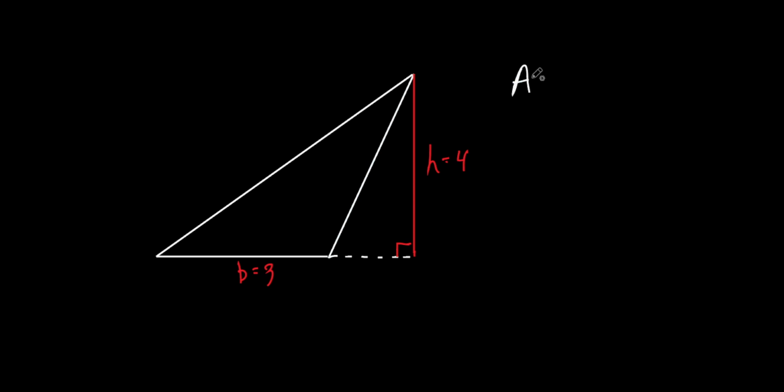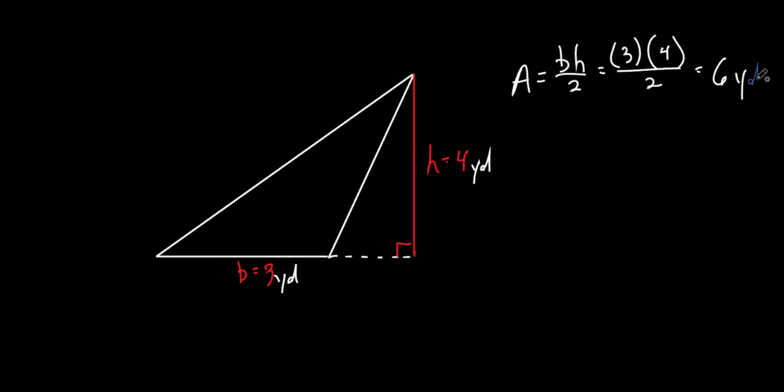So, how do you find the area of a triangle? It's base times height, divided by 2. What's the base of this triangle? It's 3. What's the height of the triangle? It's 4. And what do we do to it? Divided by 2. So that's 12 divided by 2 is 6, but we didn't put units. Give me a good unit. Let's say yards. So it's yards squared.